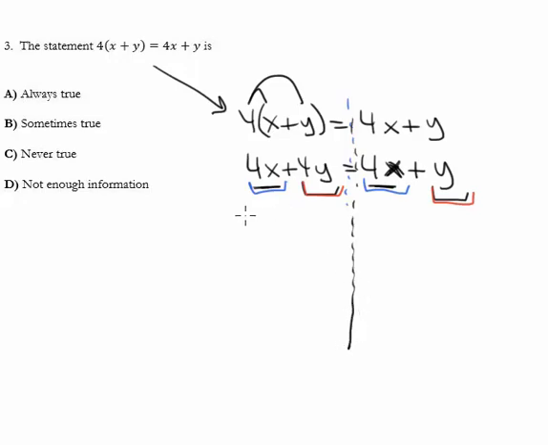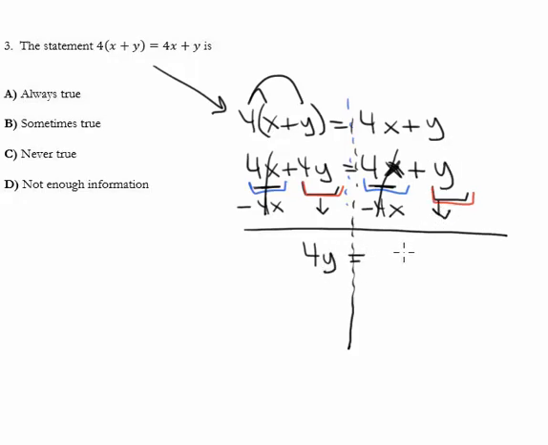So let's subtract 4x from both sides. I'm allowed to do it. That goes away. That goes away. What do I have left over? I have 4y equals y. Could this ever be true? It can be true, right? What number is the same as 4 times that number? The number 0. 0 is a number, right?